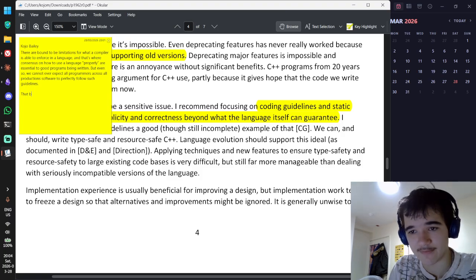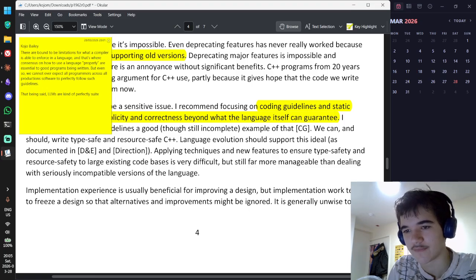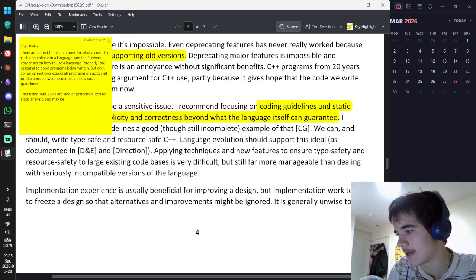That being said, LLMs, large language models, are kind of perfectly suited for static analysis, and may be the way forward. And maybe essential. AI may become essential to good programming moving forward.